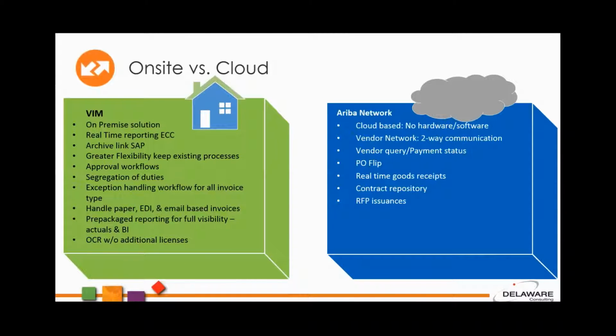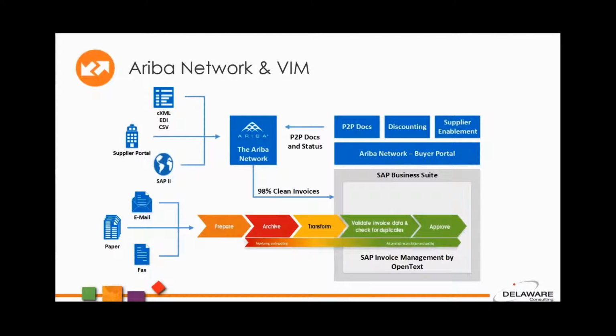Along with the native mode solution, VIM can be integrated with a cloud-based platform to perform as a hybrid system. This gives you the benefits from both solutions. A good example of a hybrid system is the integration of VIM with the Ariba network. Whether you receive paper, email, or fax invoices, VIM can handle the routing, approval, and posting of those invoices. VIM, streamlined with the Ariba network, allows you to get 98% cleaner invoices.